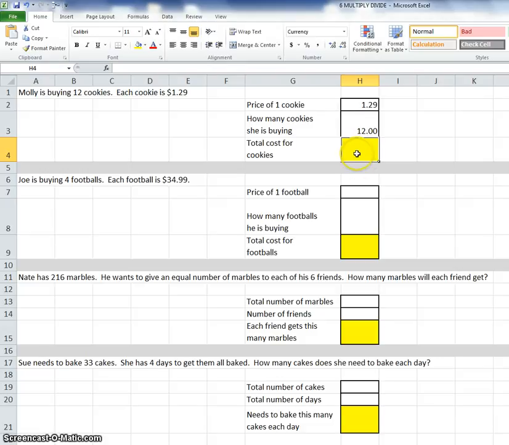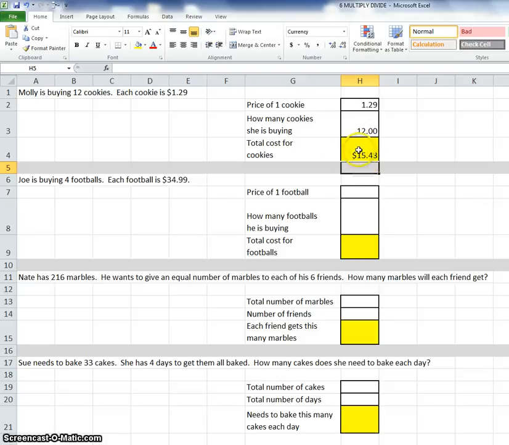So in this cell where we want our answer, we're going to type equals the price of a cookie, which is H2. It's not $1.29. It's H2. Notice it put an H2 there. And then our multiply sign, which is Shift and the 8 key. That means multiply. The price of one cookie times how many cookies she's buying. Don't write 12. The answer is in H3, and then hit enter. So she's going to end up owing $15.48 for her 12 cookies that cost $1.29 each.